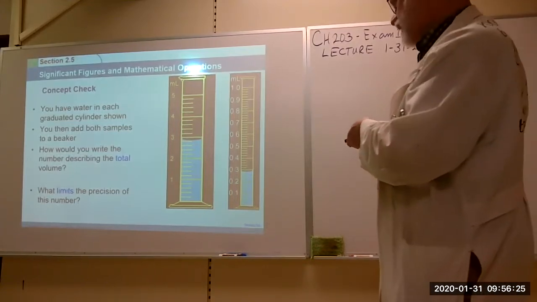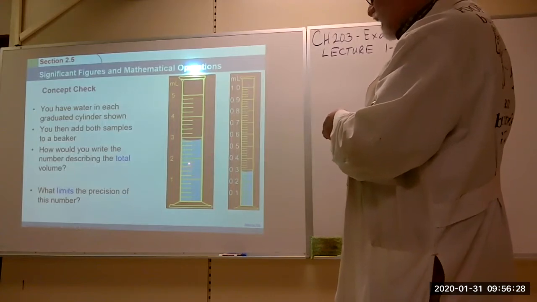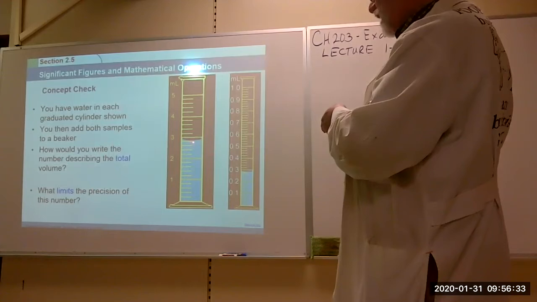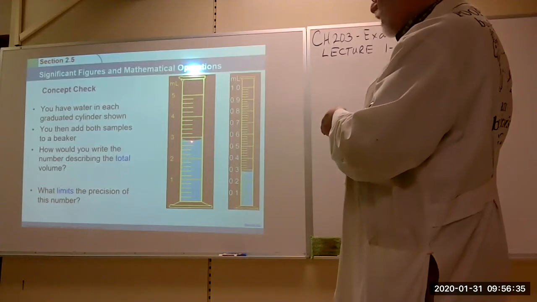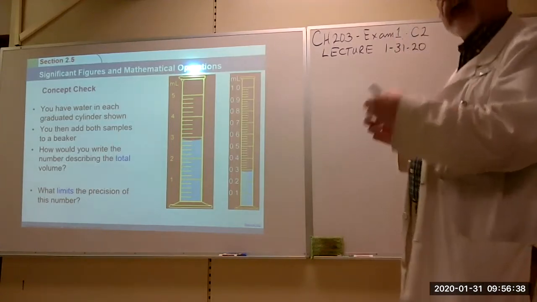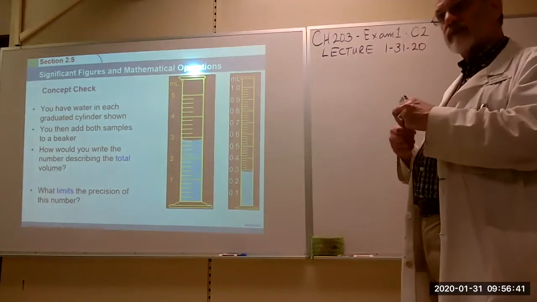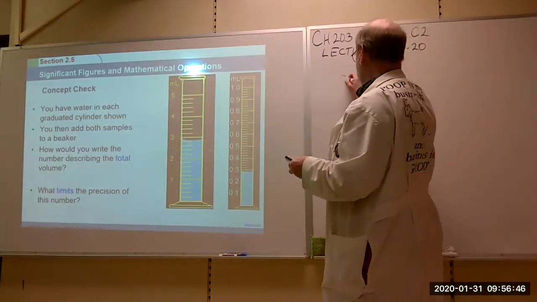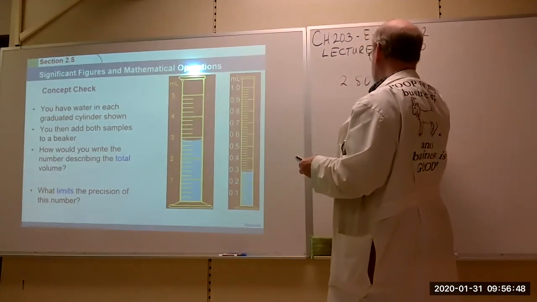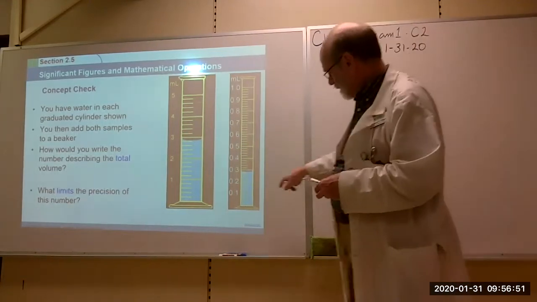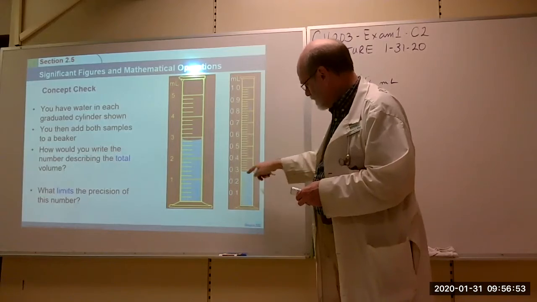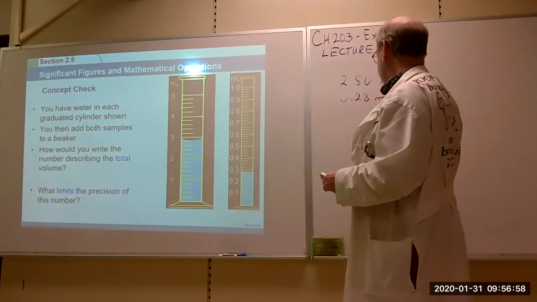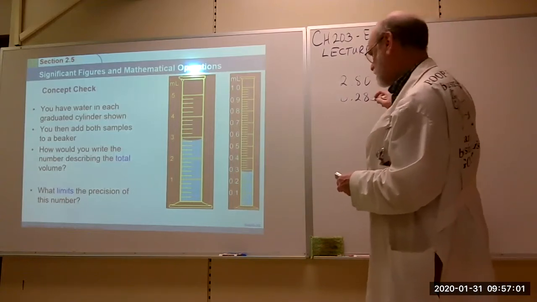So if we look at this one, let's see, what would this one be? In this graduated cylinder, this is divided by what? This is 0.2. So this would be 2.80, right? Because there's a line for 8, and then the next one we estimate, and it looks like it's right on the line. So that one will be 2.80 milliliters. How about this one? This one is 0.2. Oh, 80.